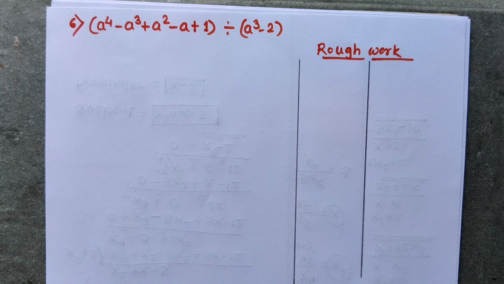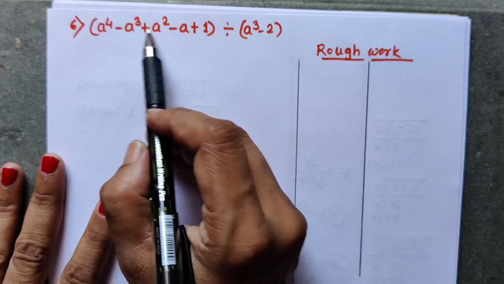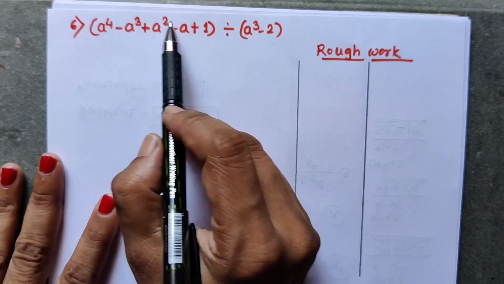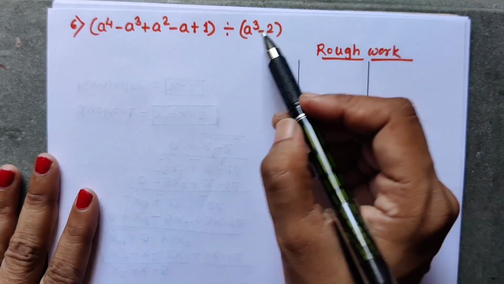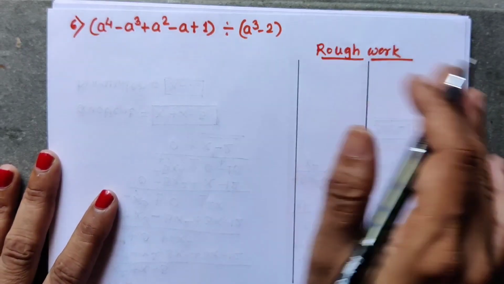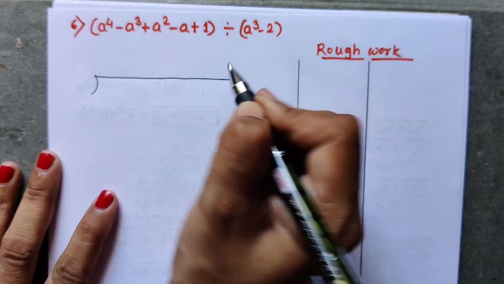Now sixth sum. See whether the indices are in the proper order, in the decreasing order or not. 4 is there, then 3, then 2, then 1, then 0. So that means it is in the decreasing order, proper order. Then cube is there, 3 is there, then 0 is there. That means it is also in the decreasing order. So let us start solving the sum.